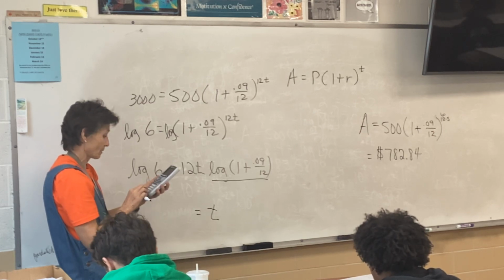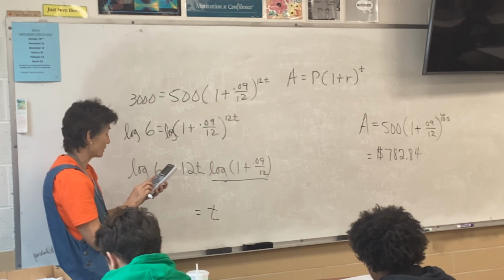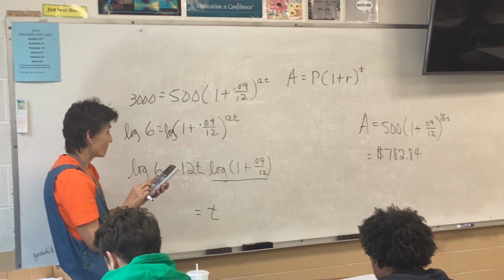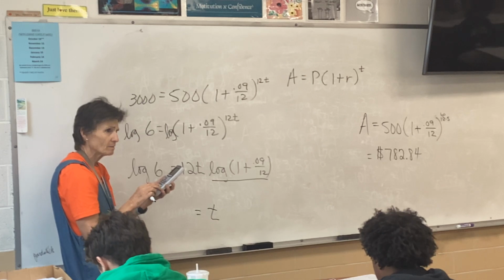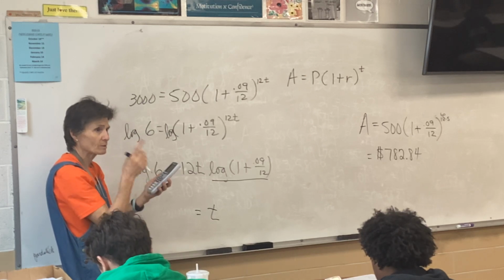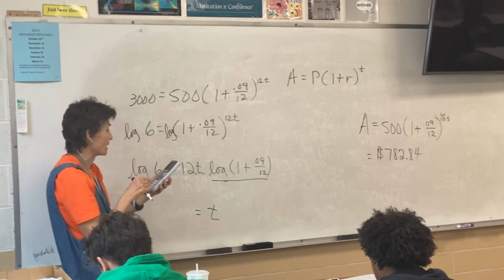Wait, couldn't you also do log 6 divided by the log of 1 plus that number right there? And then divide by 12? Yeah. Okay. That's what I said. Yeah, order doesn't matter, because it's a multiplication type problem, so.